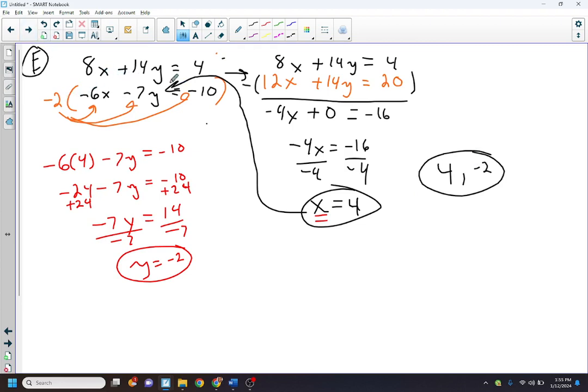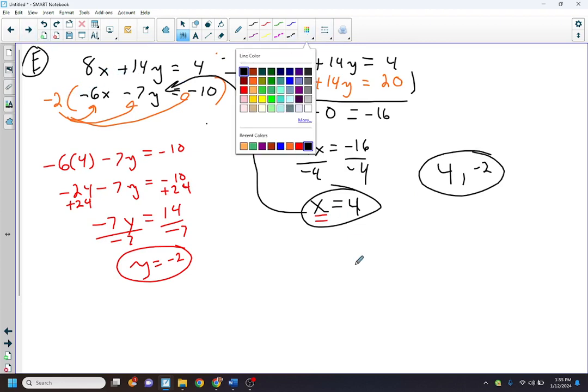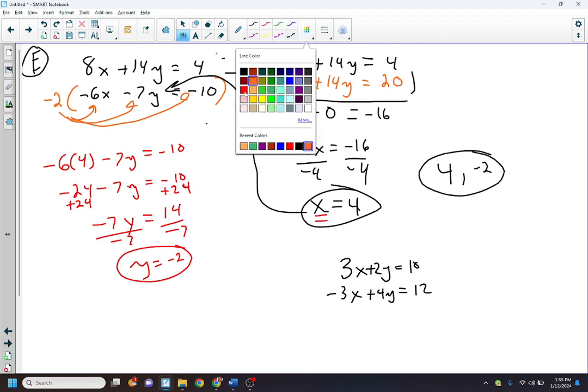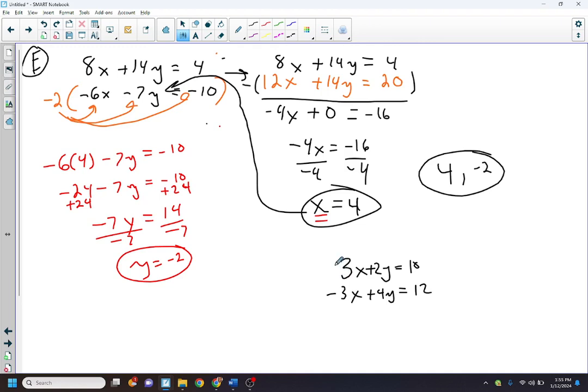So that's a harder one where you have to multiply first. Reminder though, let's say if you have something like this. 3x plus 2y equals 10. Negative 3x plus 4y equals 12. I don't know if this will make a real answer. But in this scenario, if you look at here, this is negative and this is positive. They are not the same. So one thing you could do is multiply the bottom by negative 1. Or you can multiply the top by negative 1 to make this either negative 3 or make this a positive 3. Doesn't matter which one you do. But you have to make sure they're the same before you subtract.